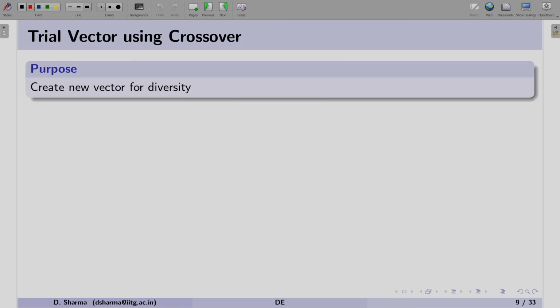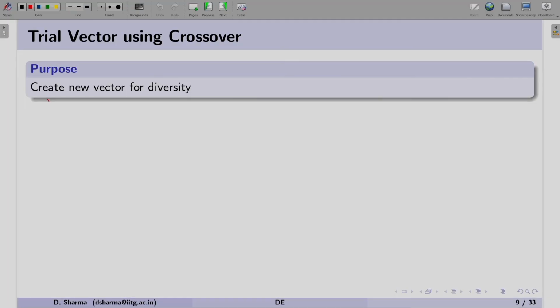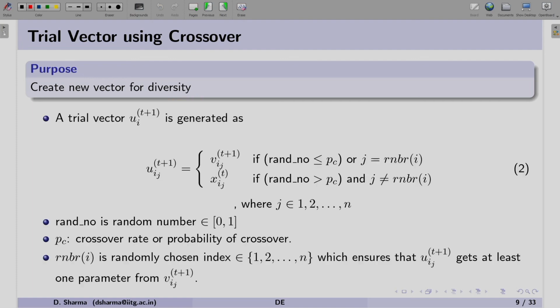Now, let us come to the trial vector. This trial vector is created using a concept similar to crossover. The purpose is that the trial vector should help us in maintaining diversity in the population. Therefore, the purpose is to create a new vector for diversity in the population.